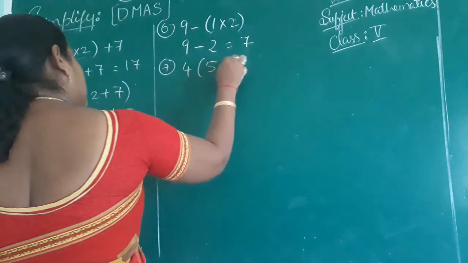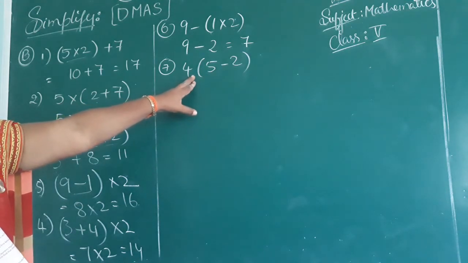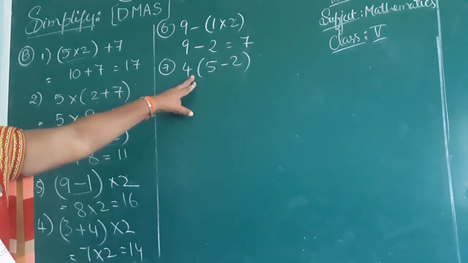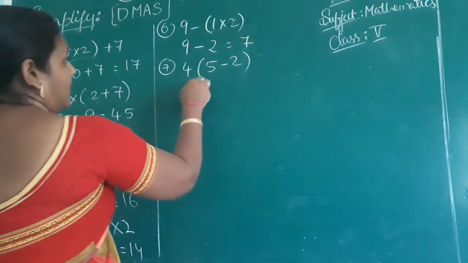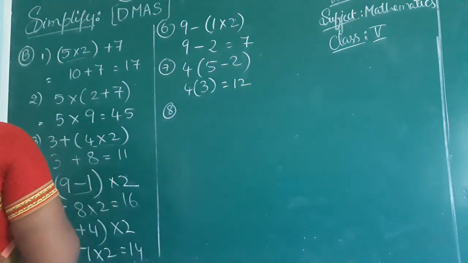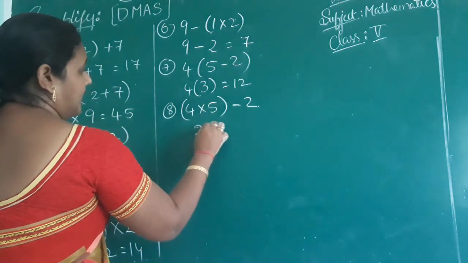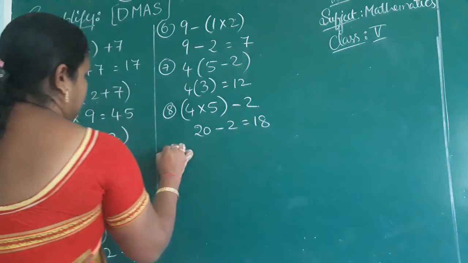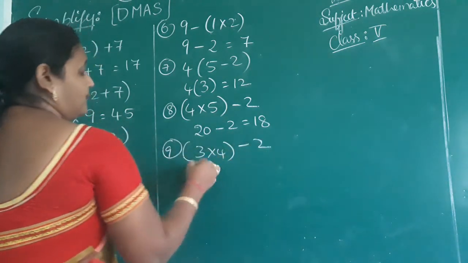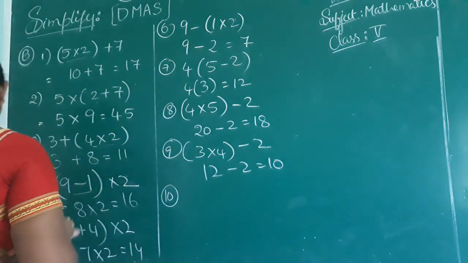Seventh one. 4 of 5 minus 2. Children, if you observe, here no symbol is given between the number and the bracket. It means multiplication. So 4 of 5 minus 2. 4 into 3 is 12, 8, 1. 4 into 5 minus 2. 4 fives are 20 minus 2, 18. Ninth one. 3 into 4 minus 2. 3 fours are 12. 12 minus 2, 10.